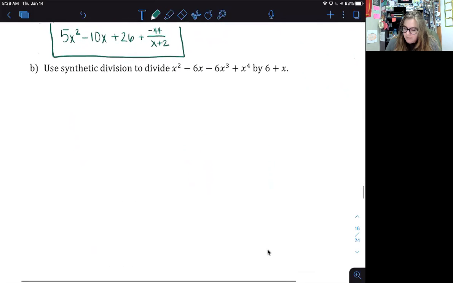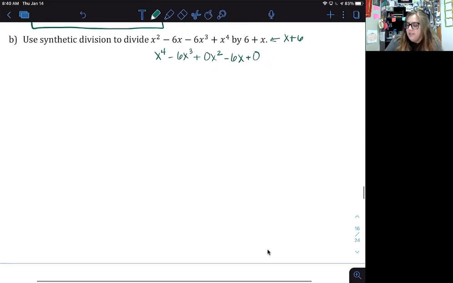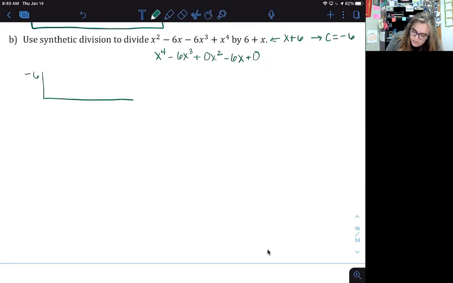x squared minus 6x minus 6x cubed plus x to the 4th. So start off with rewriting them all in order. So we have x to the 4th minus 6x cubed plus 1x squared minus 6x. And we're missing our constant, so I'm going to write plus 0. Here we're dividing by x plus 6, which means our value for c, changing the sign, becomes -6. So that's what's going to go on the outside. Make your little box. Oops, that should be a 1x squared, not 0x squared. Sorry about that. So 1, -6, 1, -6, 0. And then make your box for your remainder.